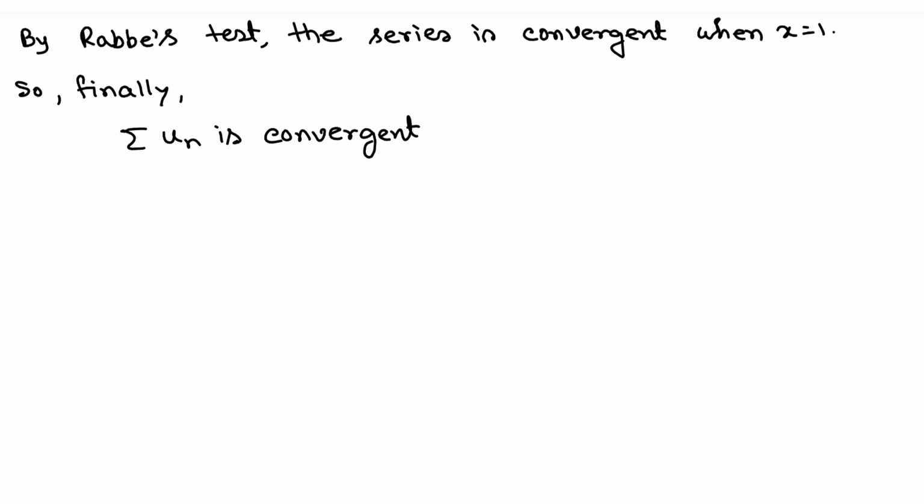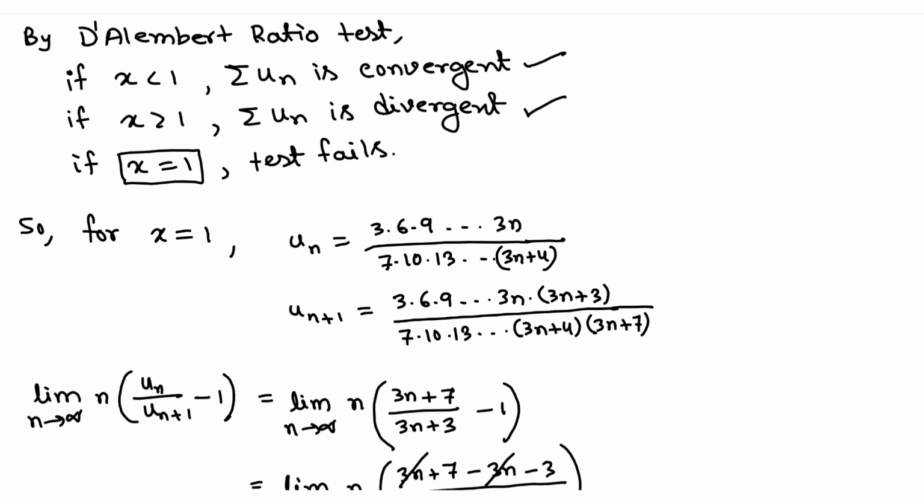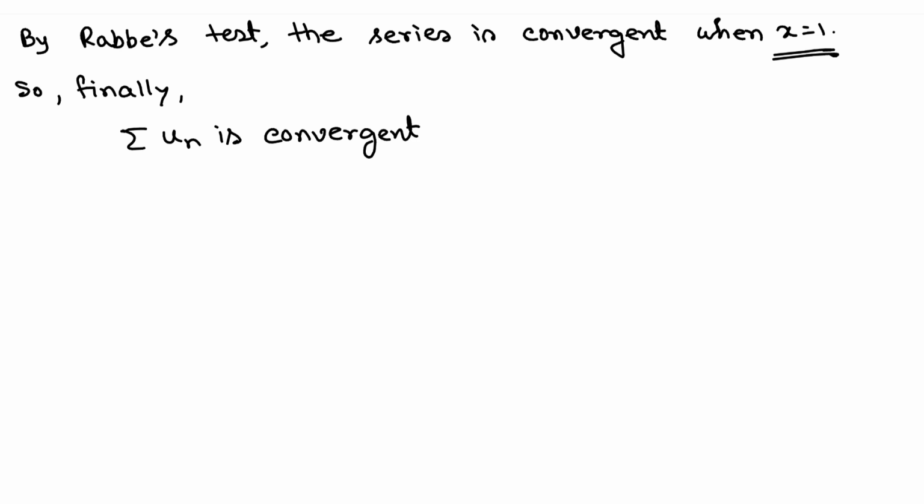We are getting convergence result in two cases, when x equals 1 and when x is less than 1. Yes or no? That means when x is less than or equal to 1, the series is convergent. So we can write summation un is convergent if x is less than or equal to 1 and divergent if x is greater than 1. This is the complete answer. Okay, I think it is very clear. So let's solve another problem.